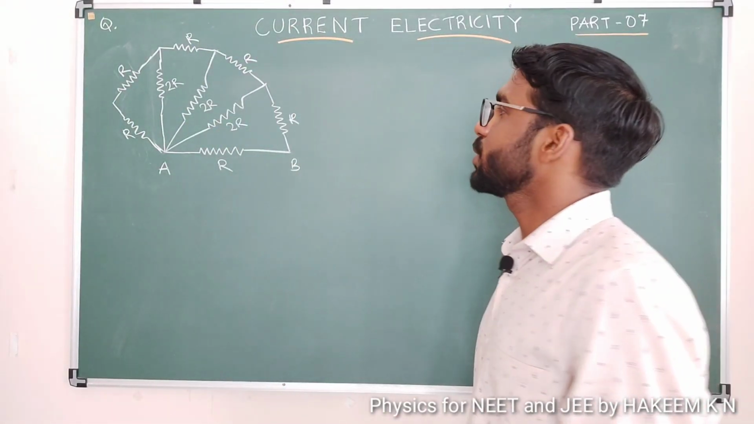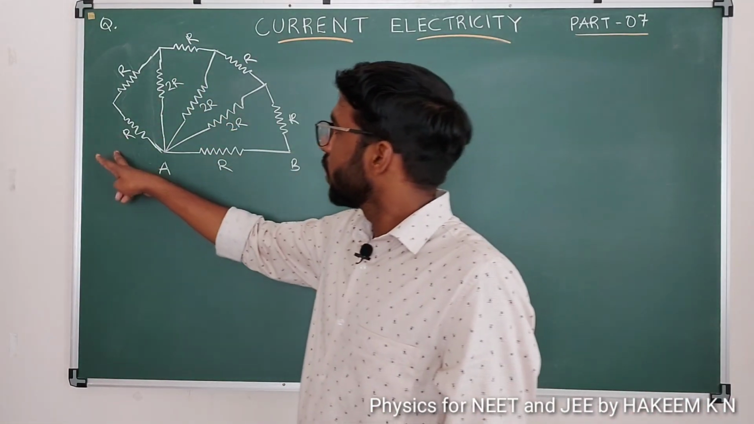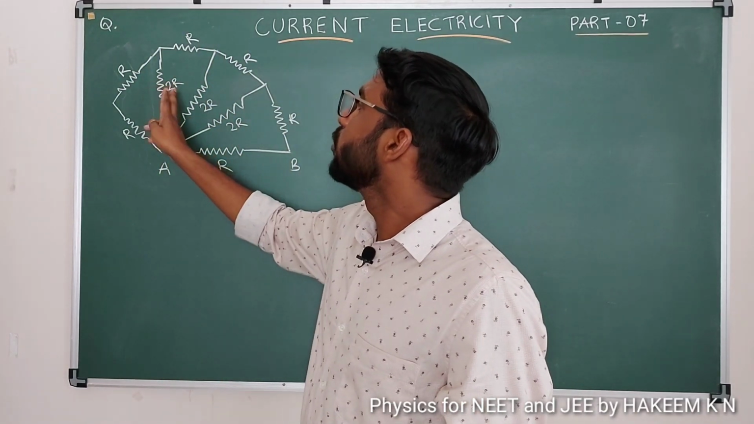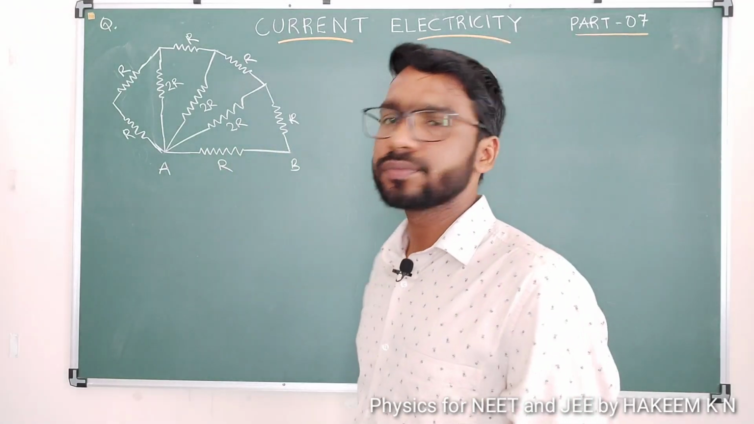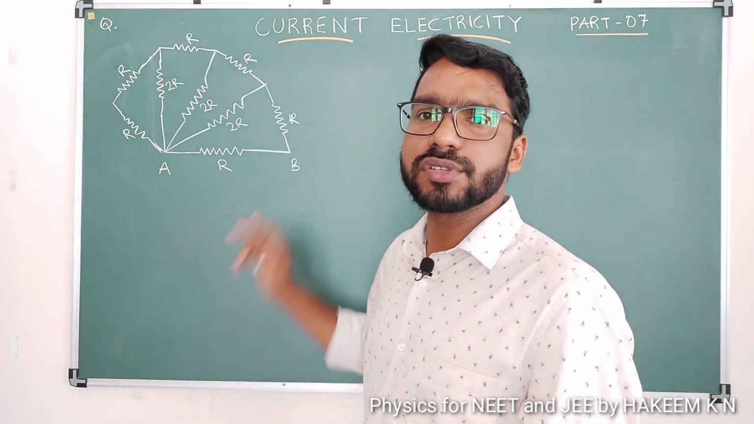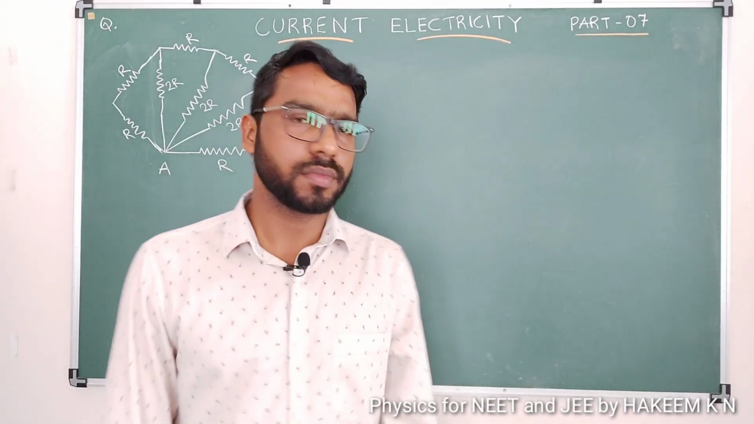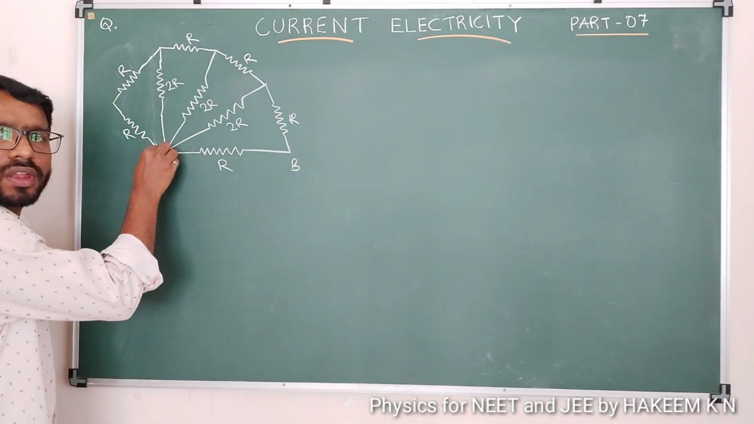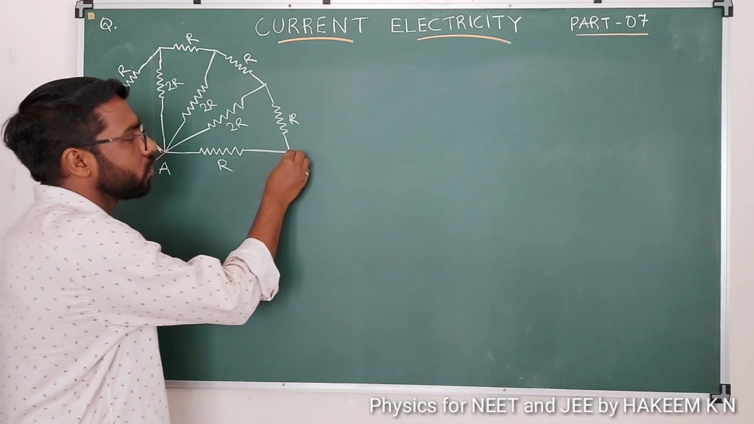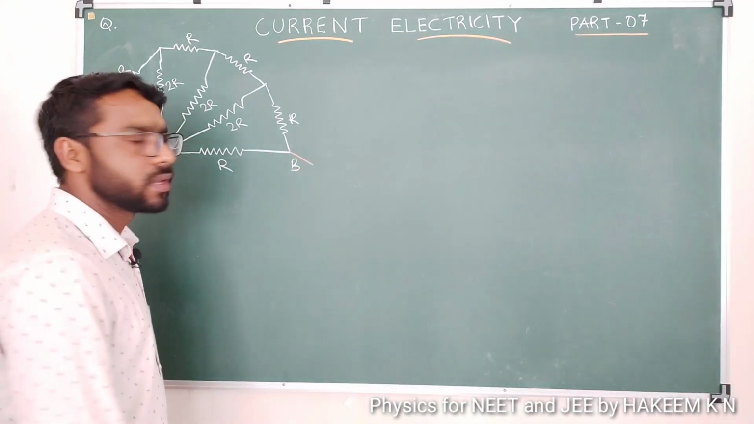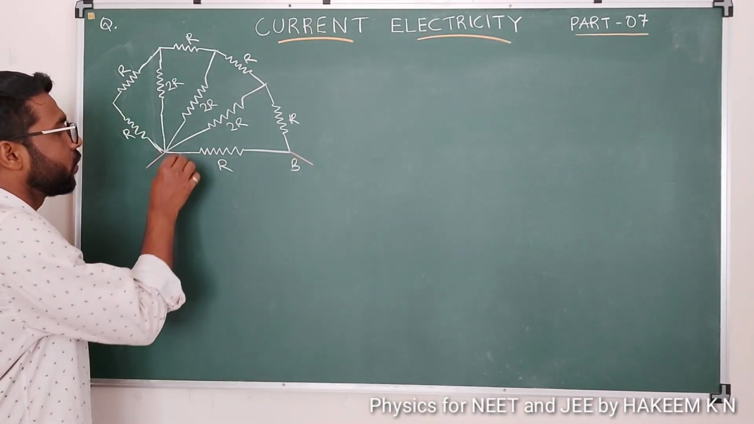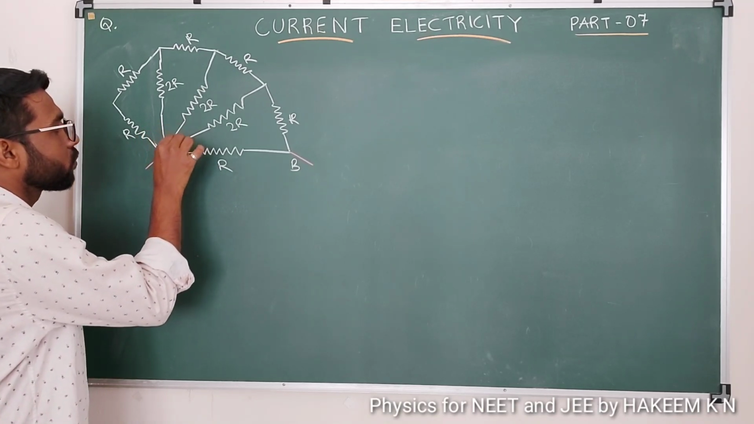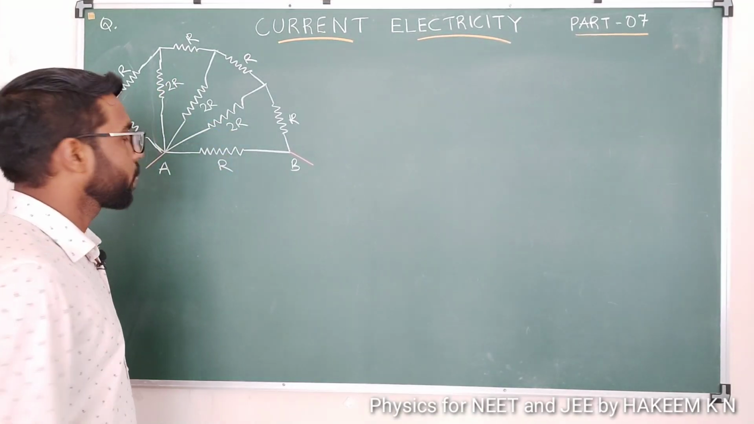Okay, here is a question. R, 2R, 2R, 2R. Find the effective resistance between A and B. How to find it? Just assume current entering at A, so that current should leave from B. So current entering at A divides into 1, 2, 3, 4, 5 pieces.